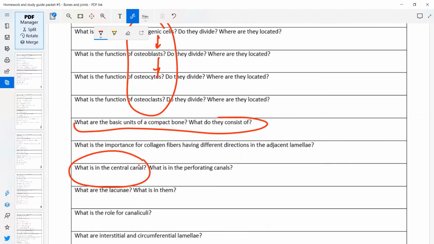Perforating canals connect central canals and they contain blood vessels. Lacunae are empty cavities between lamellae, and in those lacunae are osteocytes. Canaliculi are small channels connecting lacunae, allowing osteocytes in the lacunae to communicate with each other.